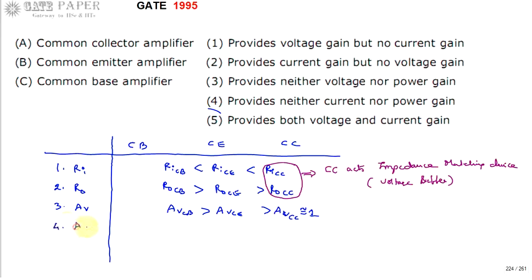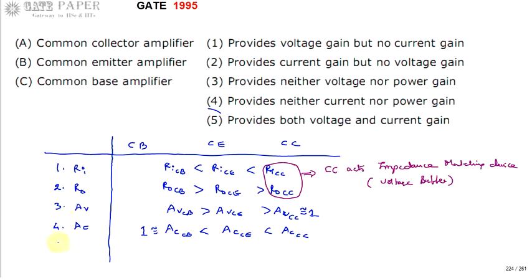Fourth one, current gain AC. A is generally specified for the gain and suffix C is nothing but current. Current gain is very small in case of common base, moderate in case of common emitter, and very large in case of common collector. Current gain is approximately equal to 1 in case of common base. So common base has unity current gain. Highest current gain is provided by common collector.